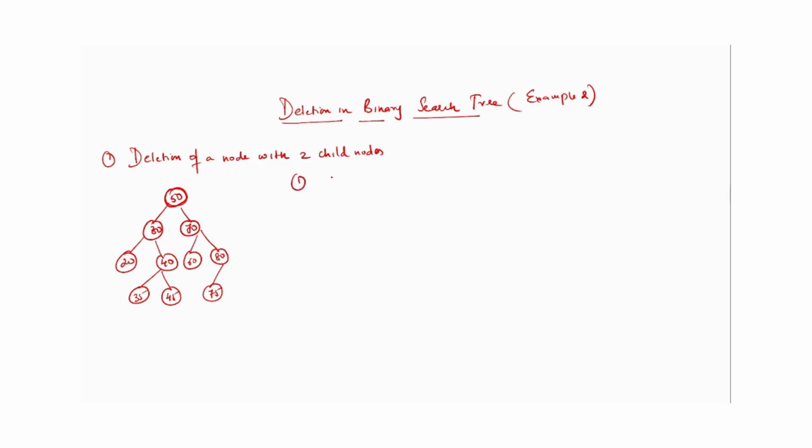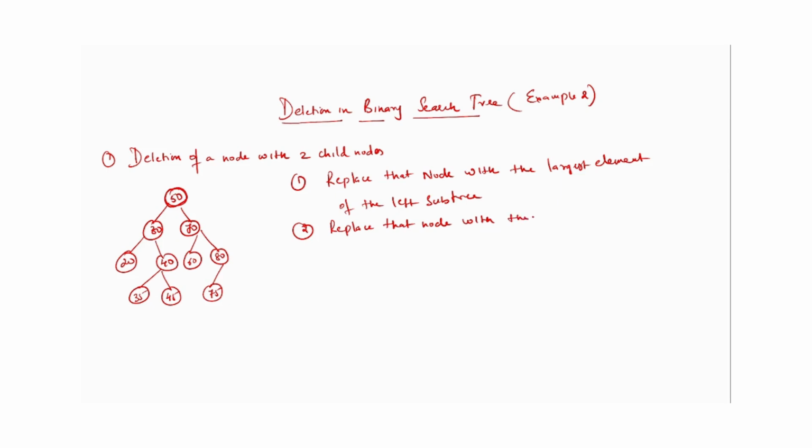So the first case is, if I want to delete a node with two child nodes, okay, replace that node with the largest element of the left subtree, or replace that node with the smallest element of the right subtree, right?